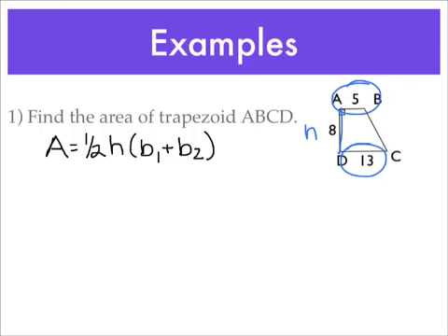Do you think it matters which one I call base 1 and which one I call base 2? No. Not a bit. Okay? It's just the two different bases. The only reason there's two different ones is because they're different lengths in a trapezoid.